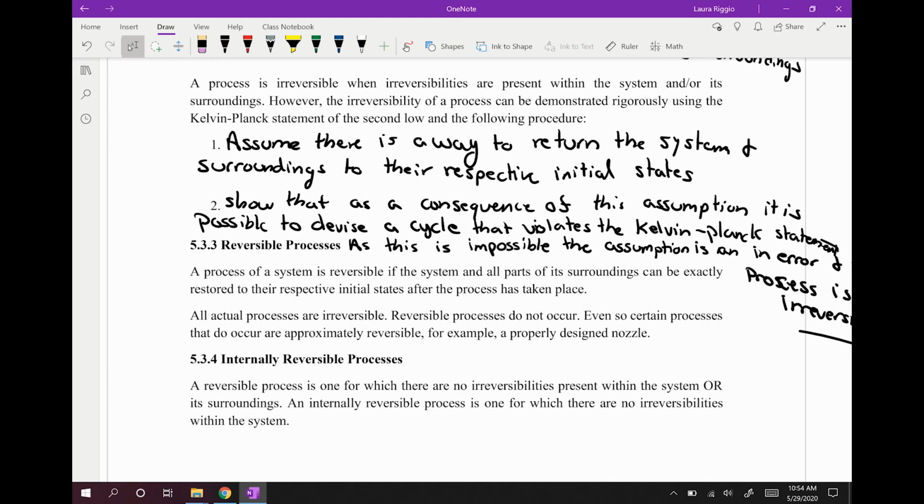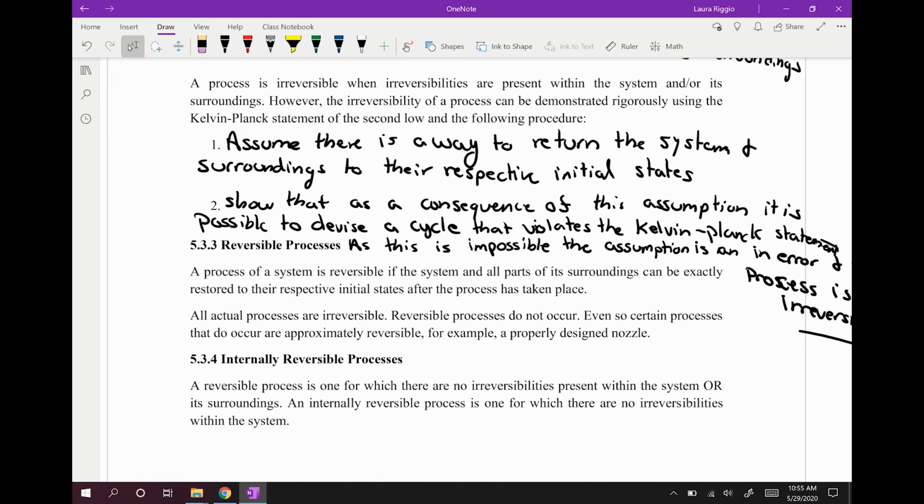A reversible process is a process of a system that is reversible if the system and all of its parts and the surroundings can be exactly restored to their respective initial states after the process has taken place. All actual processes are irreversible. Reversible processes do not occur. However, certain processes that do occur can be approximated as reversible, for example, a properly designed nozzle.